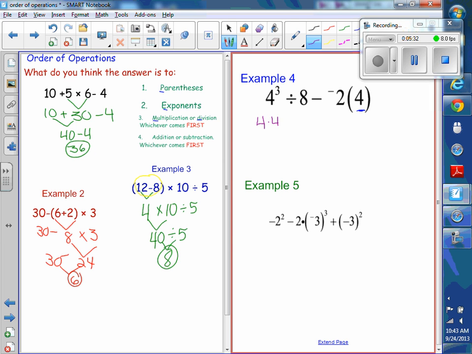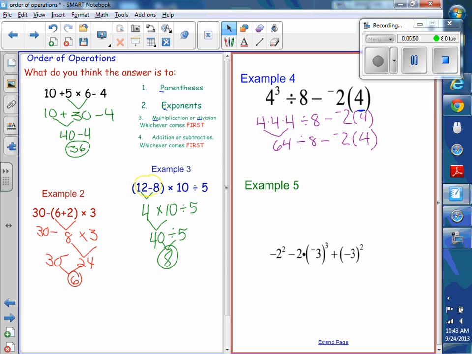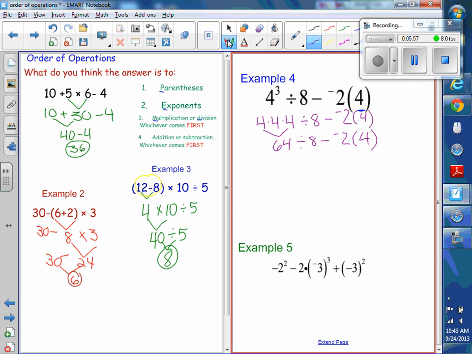Okay, so Emerson, did you happen to do that one? Yeah. And what did you get when you did 4 times 4 times 4? 64. Good. So 64 divided by 8 minus a negative 2 times 4. Now what would you do? Keep going. Oh, 64 divided by 8. Right. So this is an example of where you don't do multiplication first. You work left to right, and the first thing that you see is division. So of the multiplication and division, you do the one that shows up first.